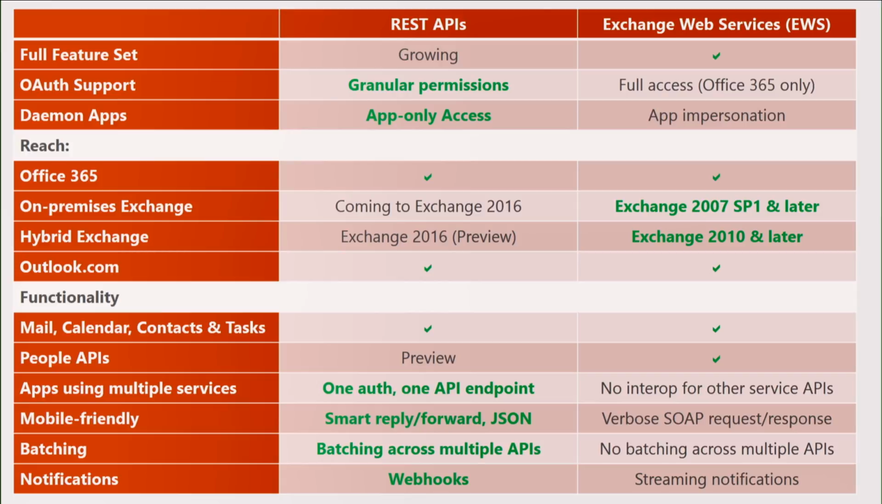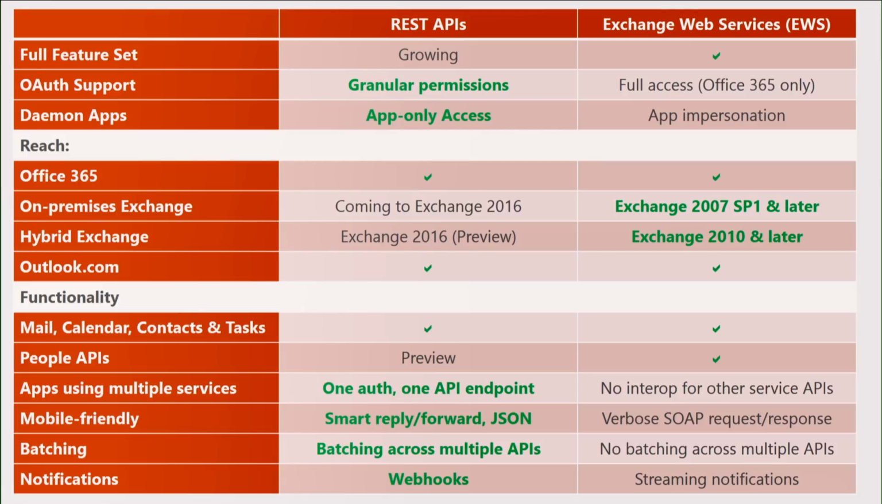EWS versus REST. What this table shows, the columns are these two, REST and EWS, and the rows are different criteria. Exchange Web Services is very rich. REST APIs are getting there. They're not there, but we're investing heavily. They do give you granular permissions. They give you a nice way of doing app-only access for daemon apps. With EWS, you do have app impersonation, but there is a credential still shared with the app.